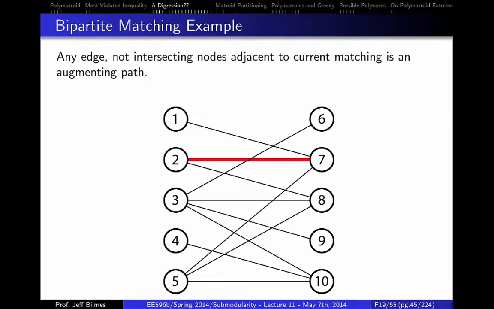Any edge that's not intersecting nodes that are adjacent to the current matching is also an augmenting path. Why? Because again, its ends are two unmatched vertices. So 3, 8 is between two unmatched vertices, right?